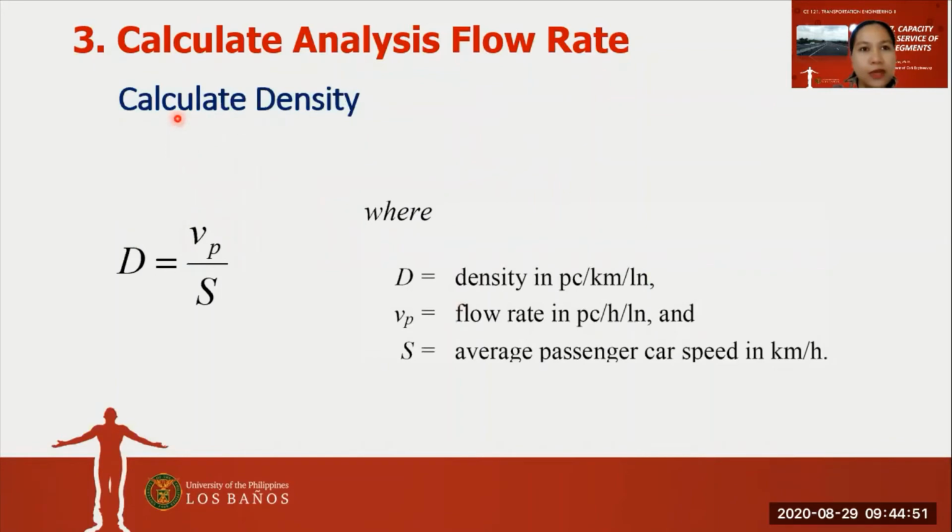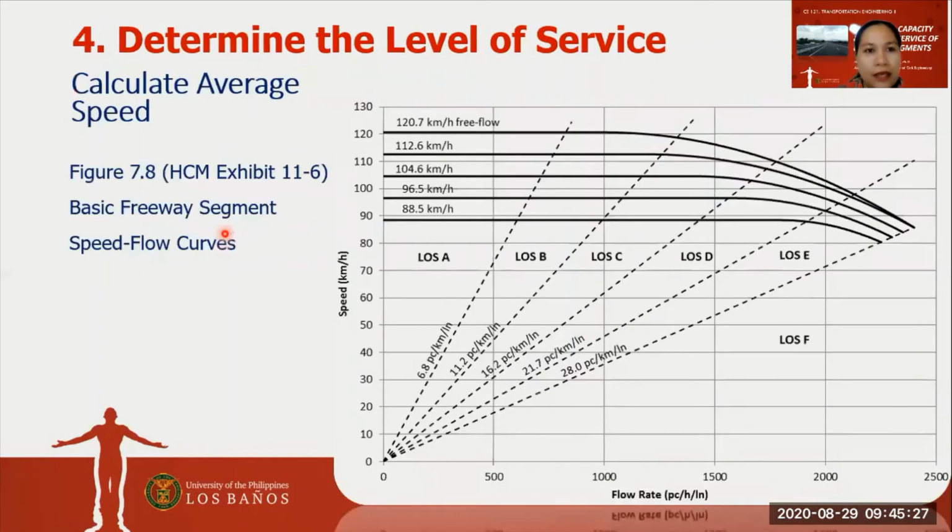The next step is to calculate the density. Density is equal to the flow rate over the average passenger car speed in kilometers per hour. Now, how do we determine the average passenger car speed? We'll discuss it later when we go to the example problem. This flow rate has been calculated previously using the indicated equation. After calculating the density, you can now determine the level of service of the freeway. You can use this chart, or you can use the table that I will be showing in the next slides.